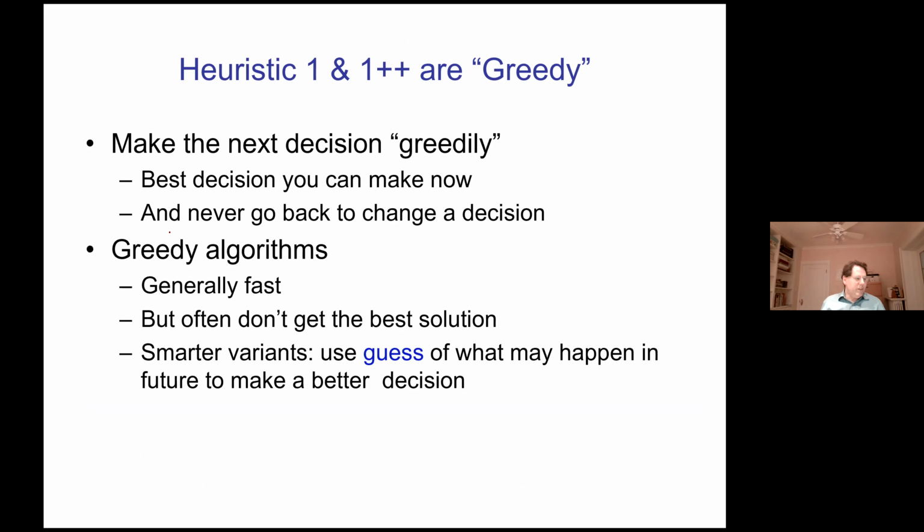Okay, so both these heuristics, I can see people are commenting on us in the chat. They're both given a name: they're greedy. So I'm calling this heuristic one and heuristic one plus plus. Heuristic one plus plus is not much more code and it works better, so that's probably where you'd want to start. They make the next decision greedily. They always make the best decision that they can make without ever revisiting any earlier decisions. So they live a life without regret.